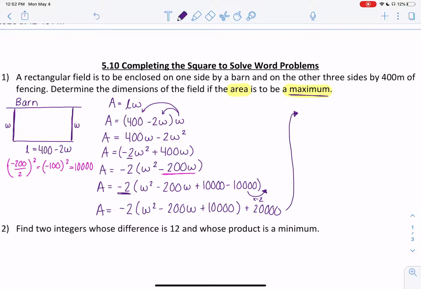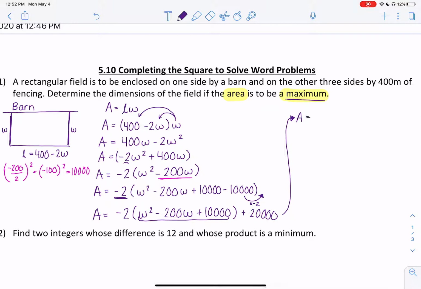Now I need to factor this stuff in the brackets. Because of how we've set this up and that magic number we found that's in the pink, we've made it a perfect square trinomial. If you're struggling with that part, you can always use decomposition, but from an efficiency perspective, noticing that it's a perfect square trinomial is very beneficial. So I'm just going to factor that. Our -2 still hangs out here. And then I have W minus 100 all squared plus 20,000.